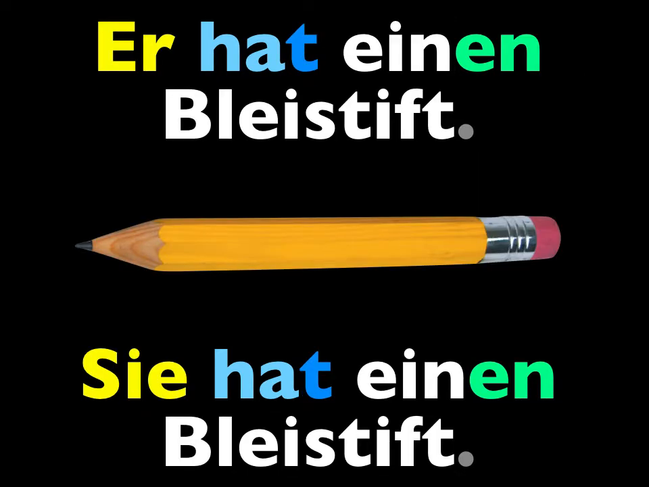Say he has a pencil and she has a pencil. Er hat einen Bleistift. Sie hat einen Bleistift. Again, in the second sentence we know that sie means she because the verb is singular, not plural. It is hat, H-A-T, not haben, H-A-B-E-N.